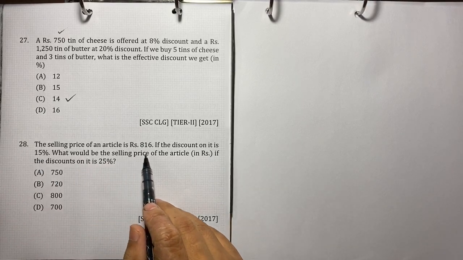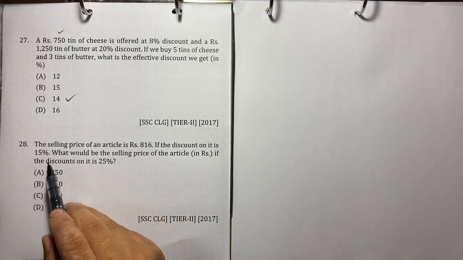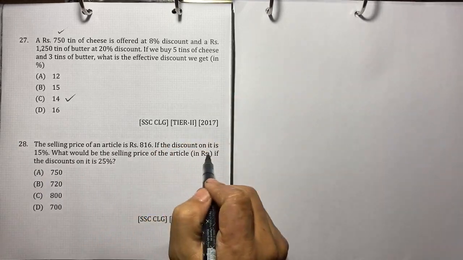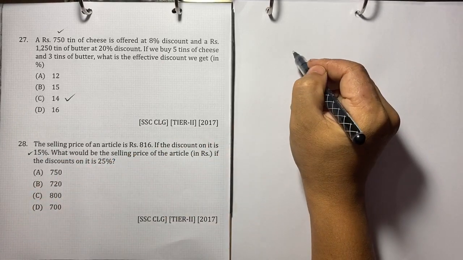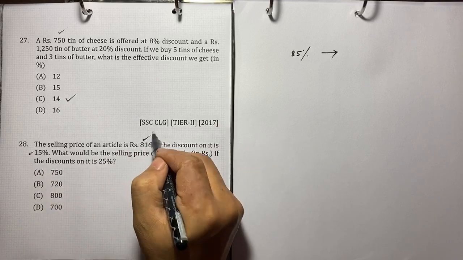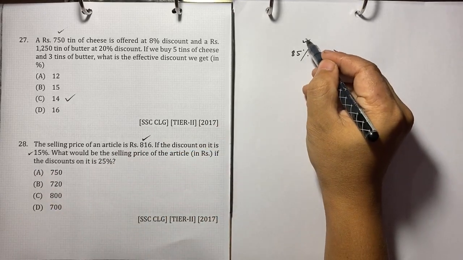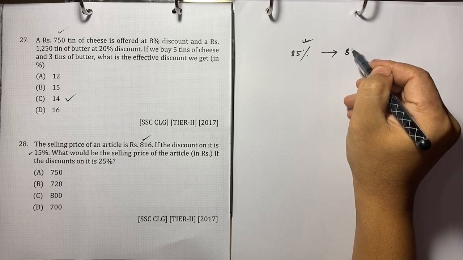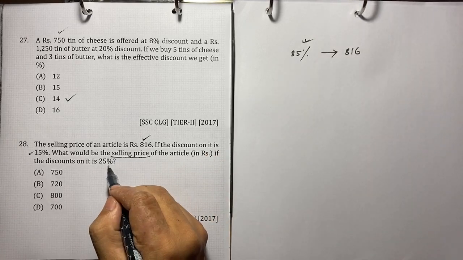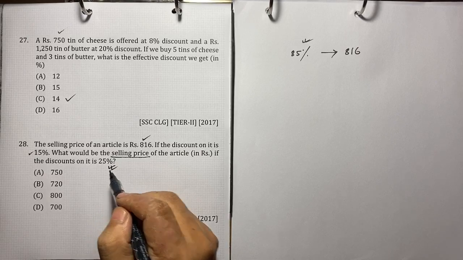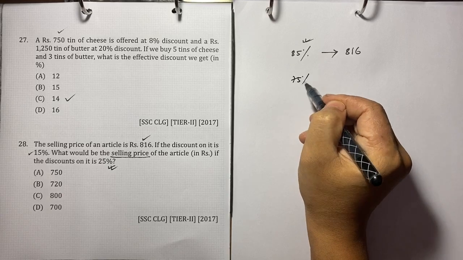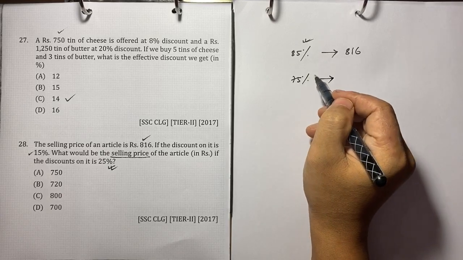The selling price of an article is this. If the discount on this, what will be the selling price of the article if discount is this? Discount 15%, selling price will be 85% of mark price. The question gives selling price 816. Discount 25%, selling price will be 100 minus 25, 75% of mark price.